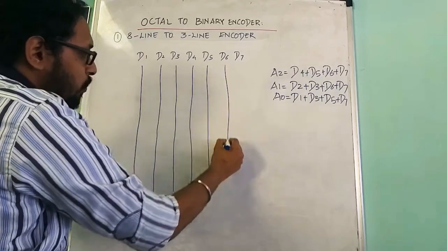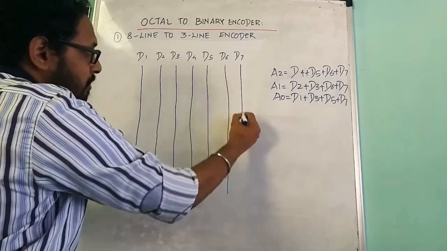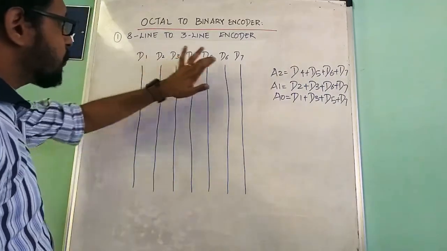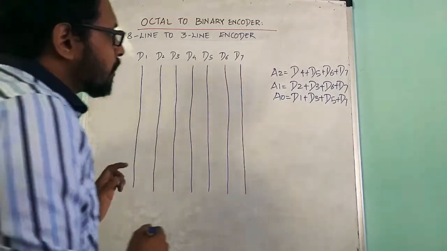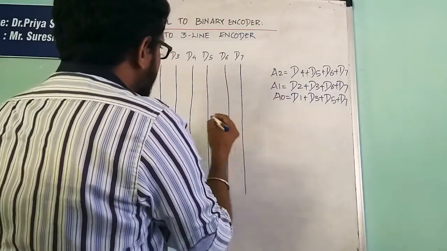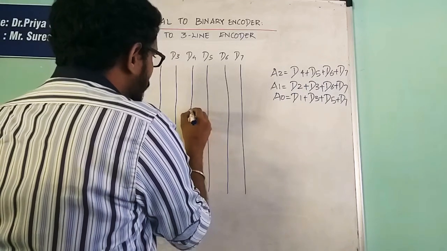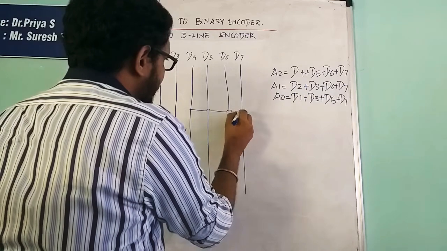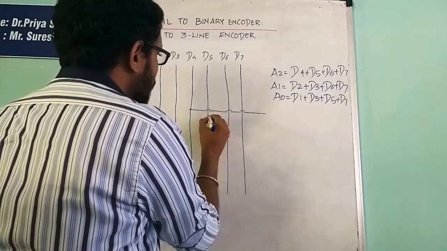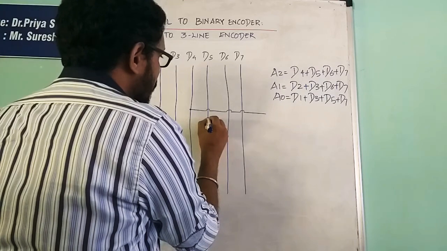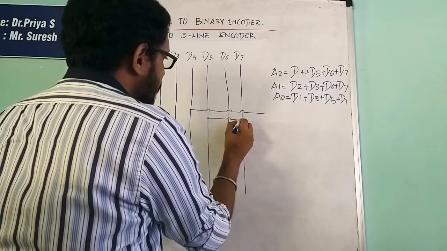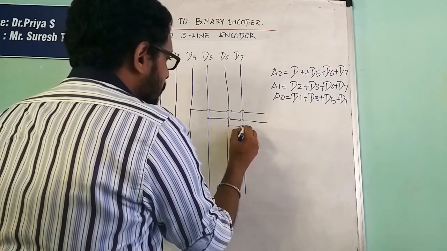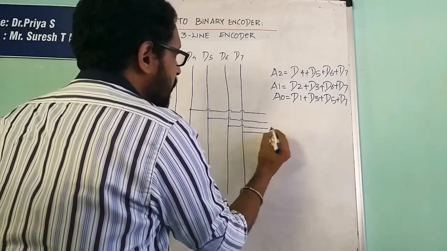I will always recommend the use of pencil, so that we can erase it properly. So we have D1 to D7. A2 is D4 plus D5 plus D6 plus D7.